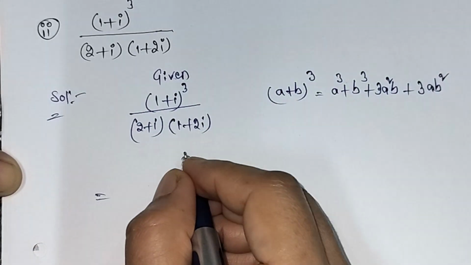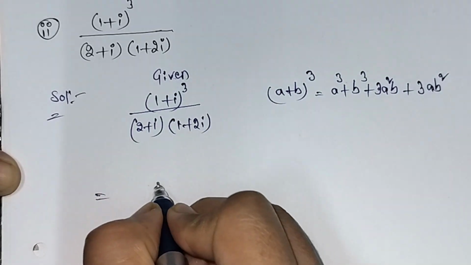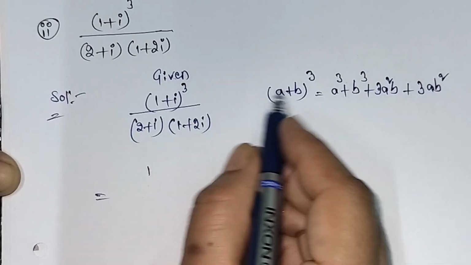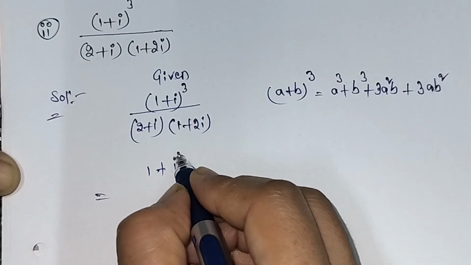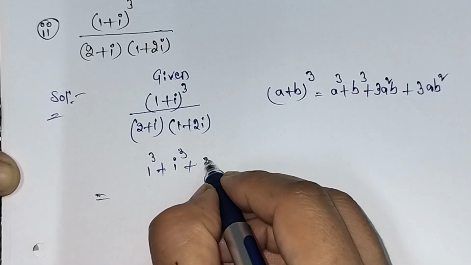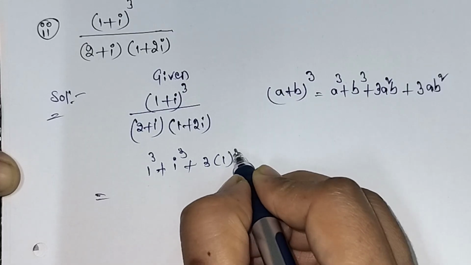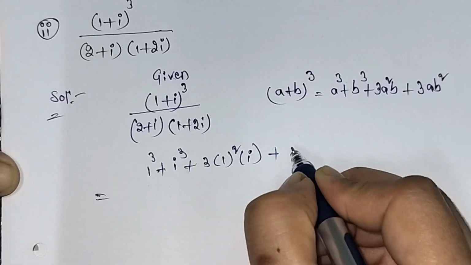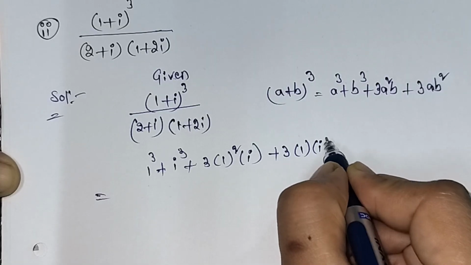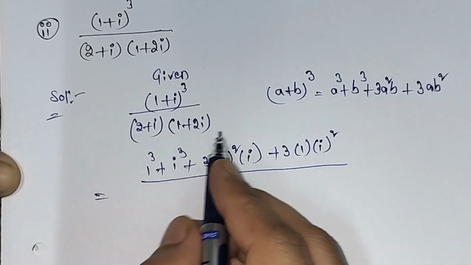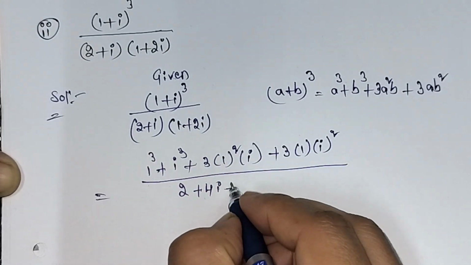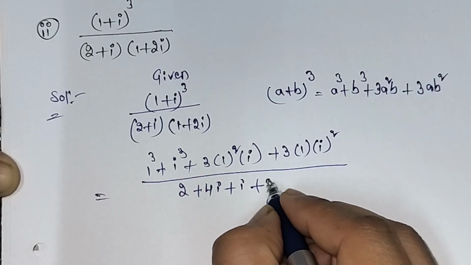That equals a cube means 1 cube, b cube means i cube, plus 3a square b, that is 3 into a is 1, a square, b is i, plus 3ab square, a is 1, b is i square. By multiplying these two terms in the denominator: 2 into 1 is 2, 2 into 2i is 4i, i into 1 is i, i into 2i is 2i square.